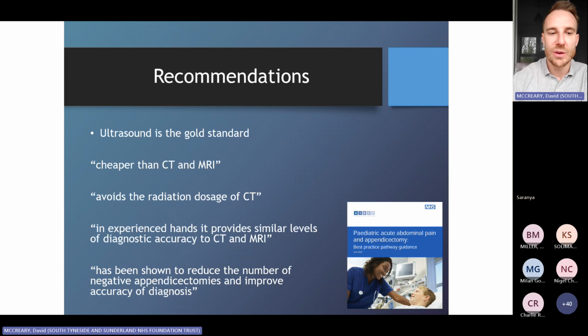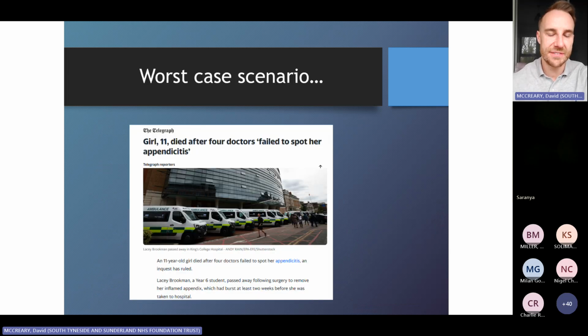So that can be well over 10% in most regions in the country and nationally on average, but it's more than double that in certain parts of the country. So children going to theatre unnecessarily, which we all would like to avoid. If you still need any convincing, well, obviously headlines like this can hit the national press on a daily basis, and I'm sure none of us would like to be in this particular scenario.